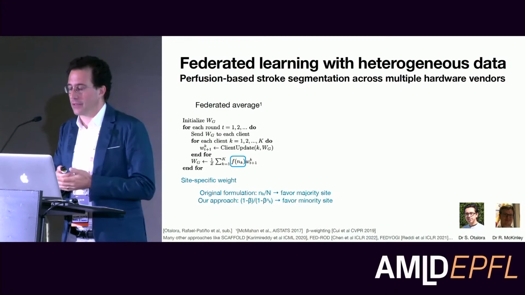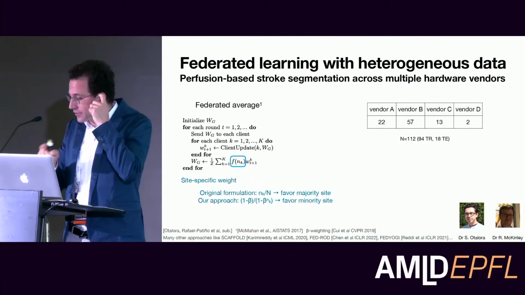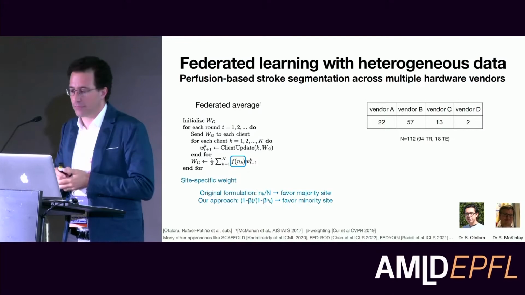This is from Open Data. We have four vendors. I'll just focus on three here that are really different. Like if you look at these images, they're really completely different. So we have a total of 112. And here the metric that I'm going to show you is, again, a DICE coefficient.